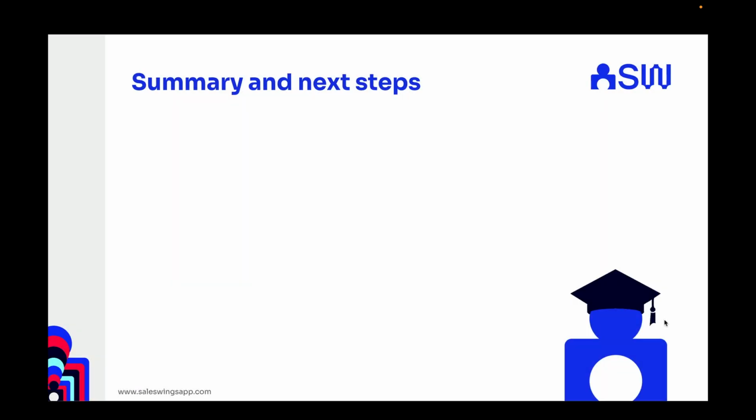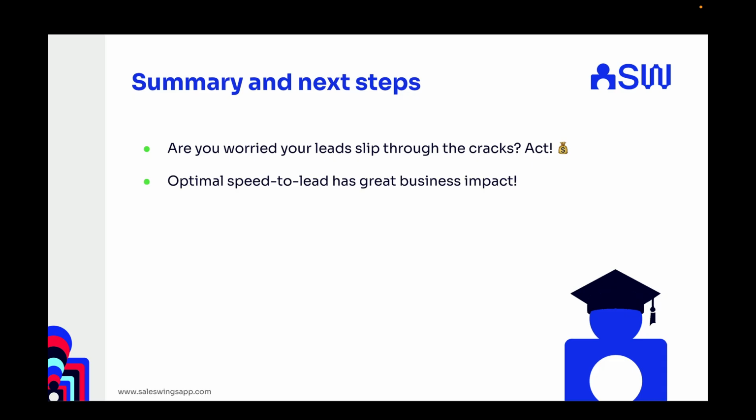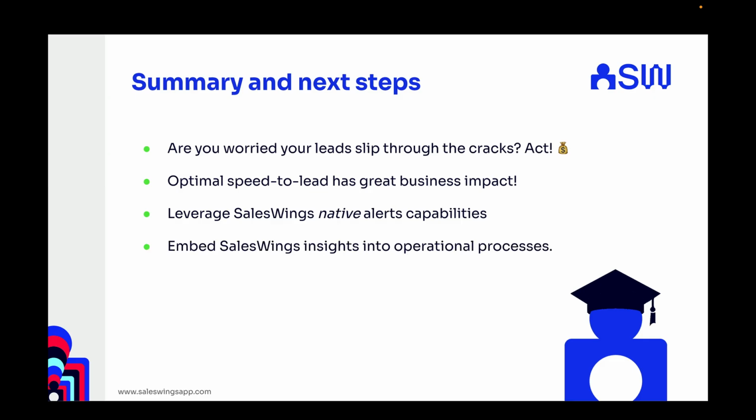So you see there are a range of things you can do, but please, if you're worried about leads falling through the cracks, then probably it's true, so you should be acting. Remember that an optimal speed to lead has real business impact. These are statistics for years several companies have identified. So you can leverage our SalesWings native alerts. They're very easy to set up, provide you great flexibility, and then also make sure just generally to embed the SalesWings insights into your sales and marketing operational processes around sales and marketing alignment.